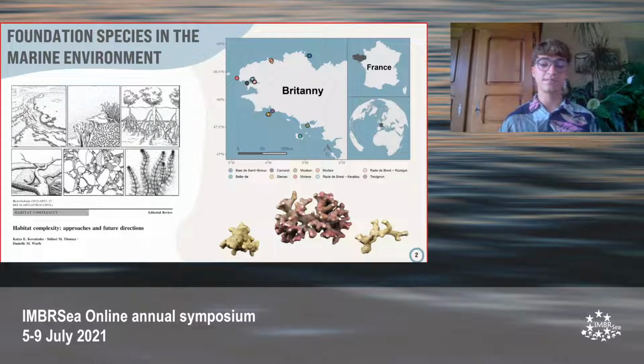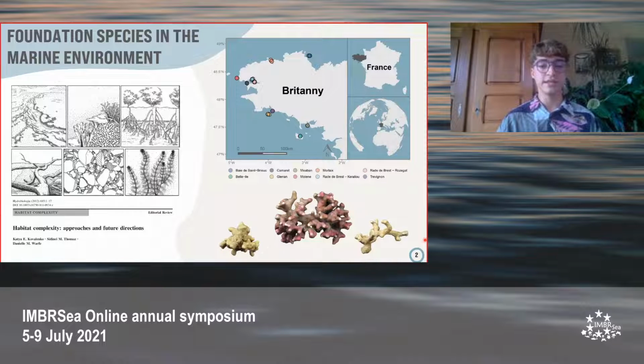This question has been explored in many marine environments, but maerl beds are ideal candidates to investigate it. That's because they are ecologically important biogenic habitats that are founded on a few species of free-living coralline algae. Their high biodiversity has long been justified by the high 3D complexity that those algae provide, as we can see here. However, very few attempts to quantify this complexity have been made.